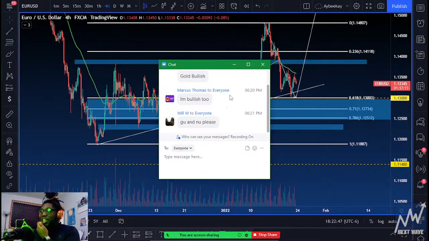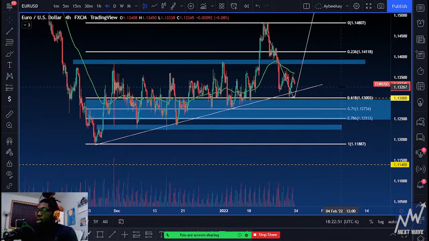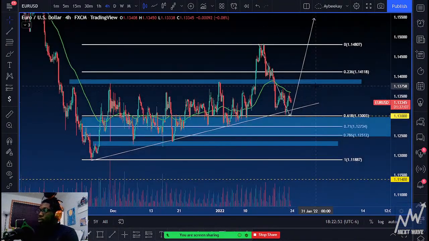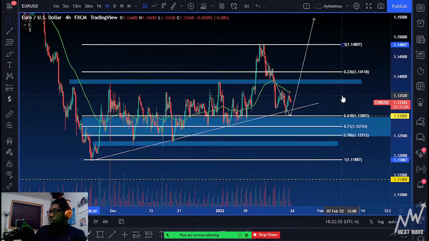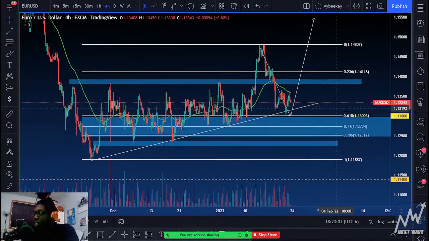Yep, I'll be taking a look at GU, and I'll look at NU a little later on. I'll take a look at GU after this. I don't mind doing that because it is a USD pair. So definitely there's this trend line that price is rejecting off of.